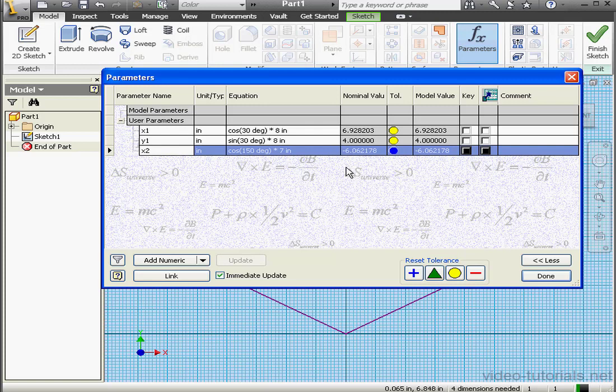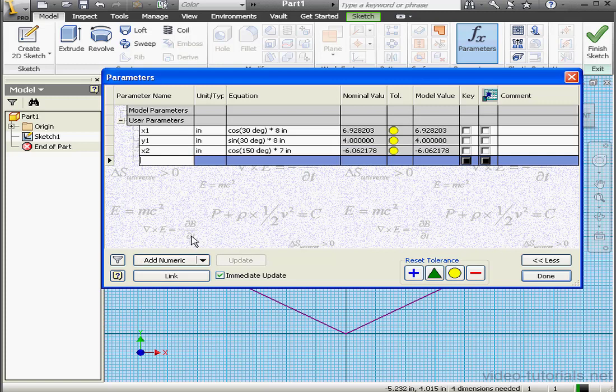Let's add one more user parameter. We'll call it y2. Inches as well, and this equation will be sine of 150, that's our angle, multiplied by 7. And that's our distance. Click outside to register. And we see that our value is 3.5 units in the positive y direction.